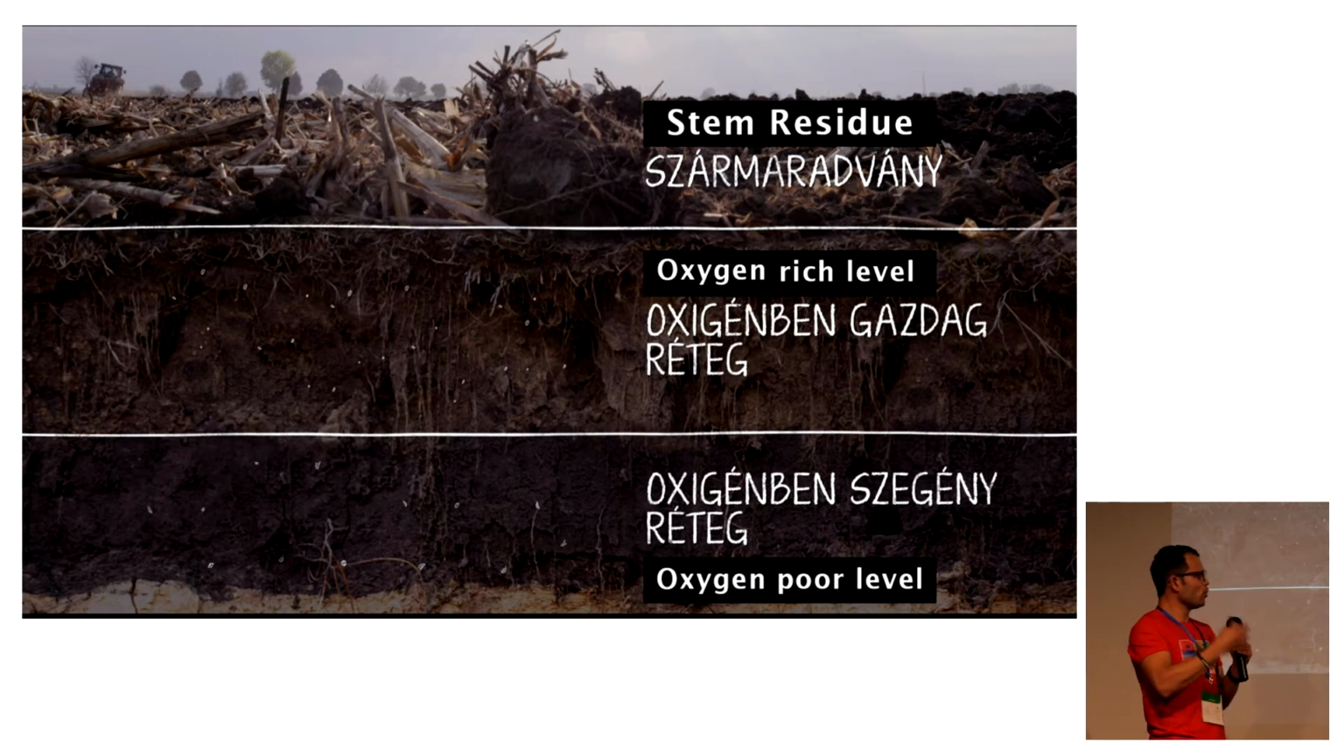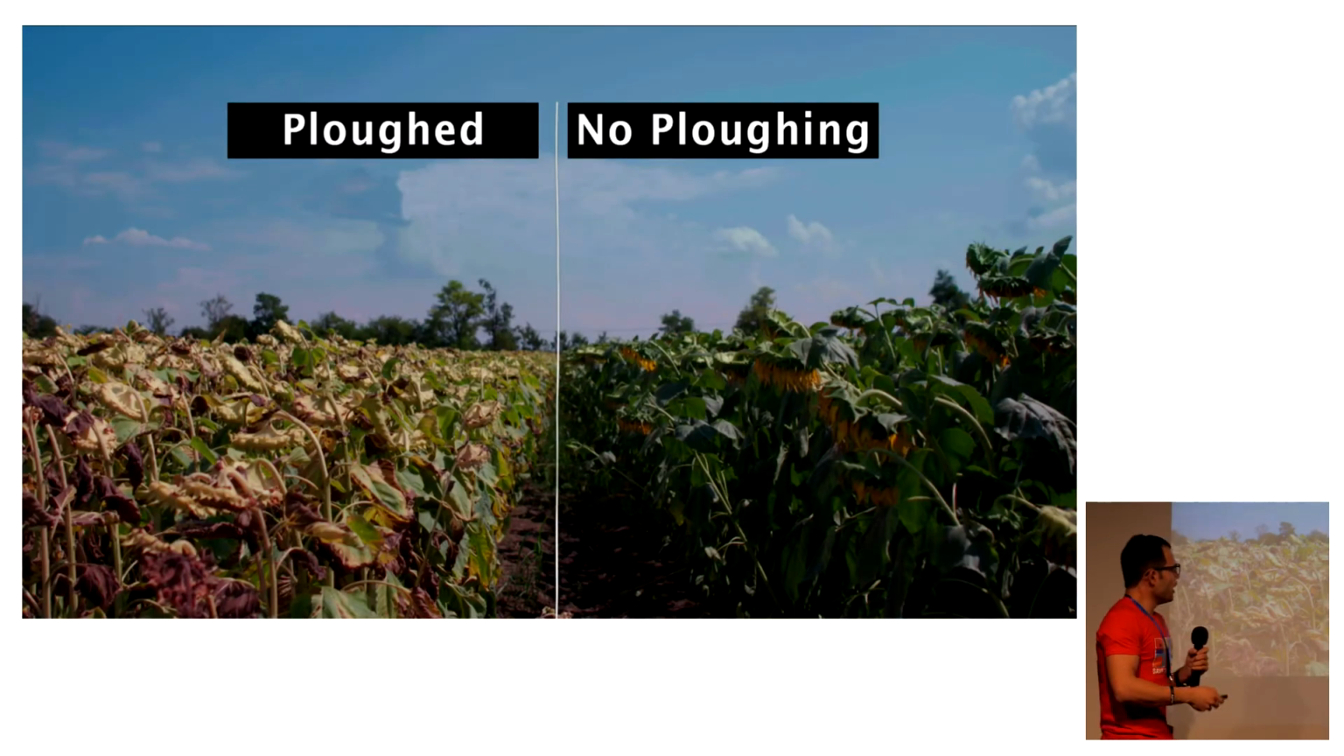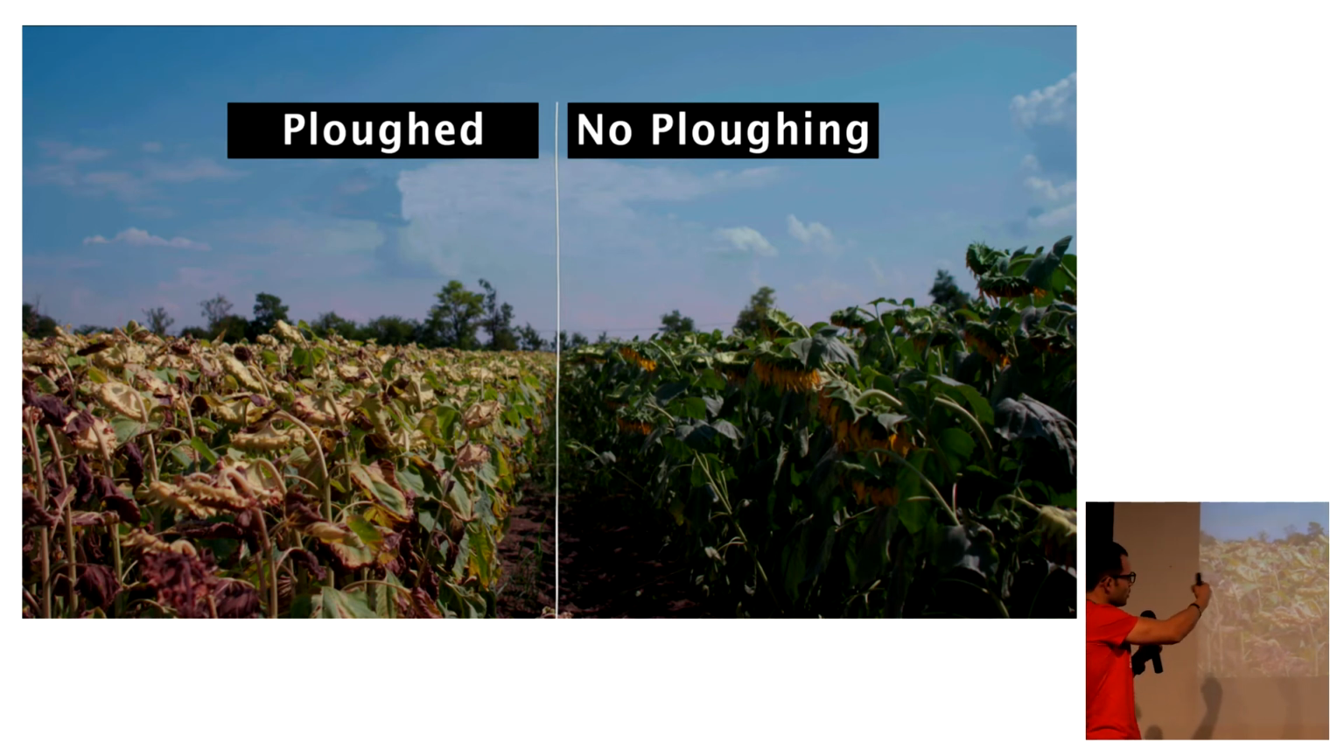And also, because of ploughing, more carbon dioxide is emitted from the soil into the air, which contributes to other global problems. Here you can see the difference clearly. On one side we have a crop which is ploughed and the other one is not. So the result is quite visible in how soil erosion can be controlled.